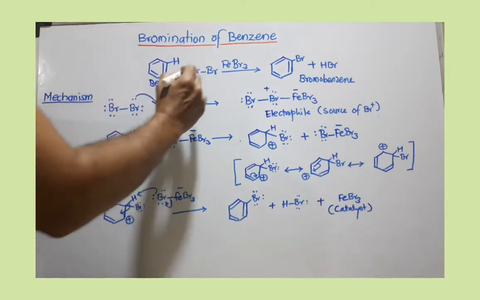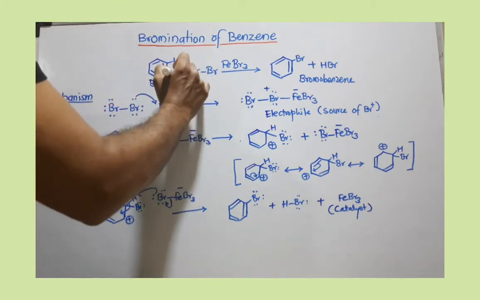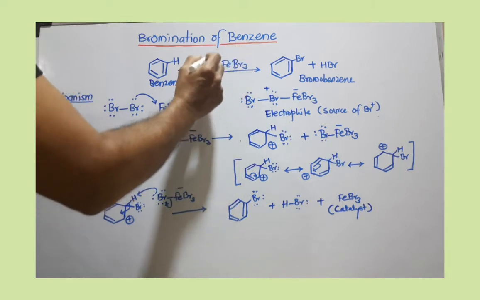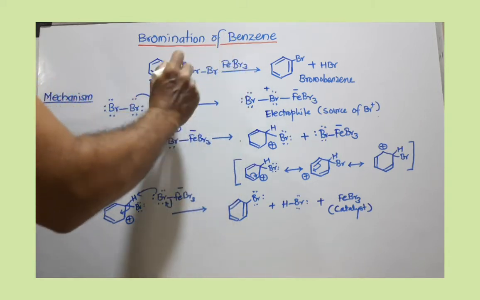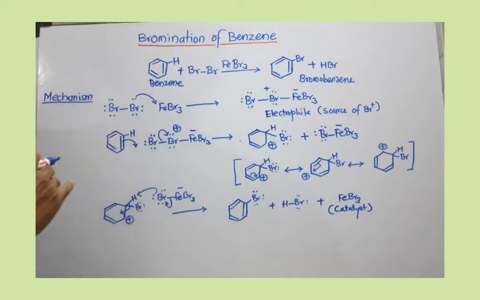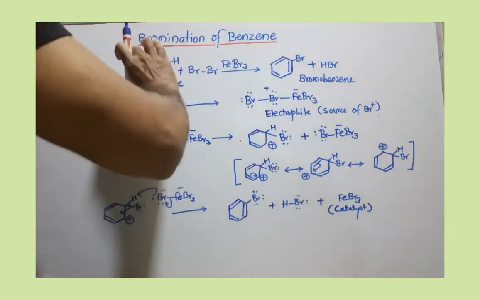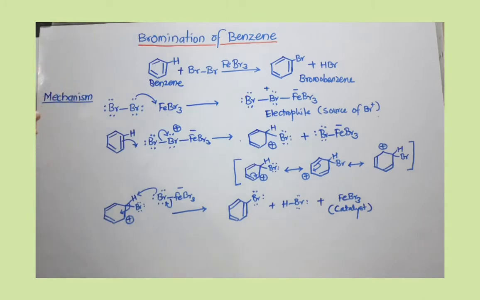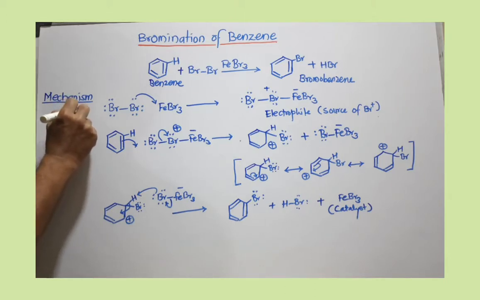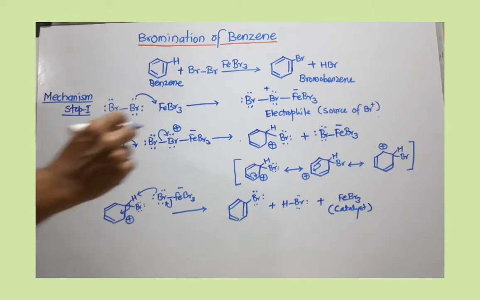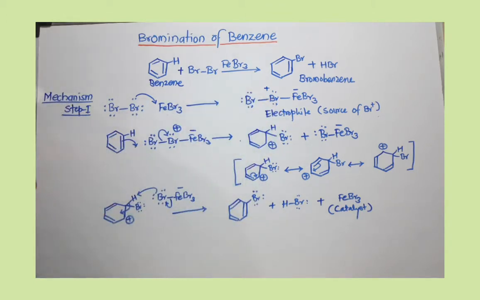So for this reaction we need bromine and we need this catalyst FeBr3. This Lewis acid is required for this conversion. So this is our overall reaction. Now we are going to discuss its mechanism. If you see here, this is step 1. What happens here in step 1? Step 1 is the generation of the electrophile.